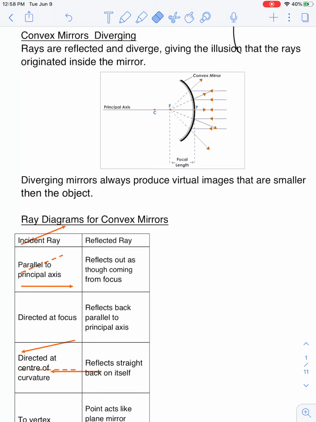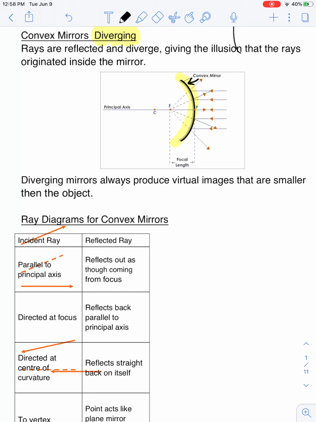Okay, so today we're going to be looking at diverging mirrors or convex mirrors. So two names, same thing. These mirrors don't cave away from you, they round towards you. So in this case, if you look at the mirror, here's the mirror. The reflective surface is right here. So it curves towards you.